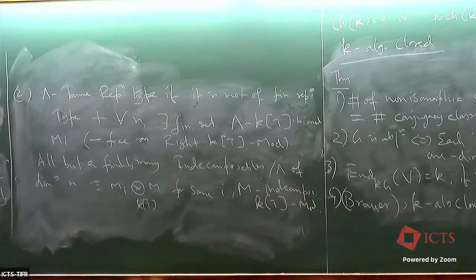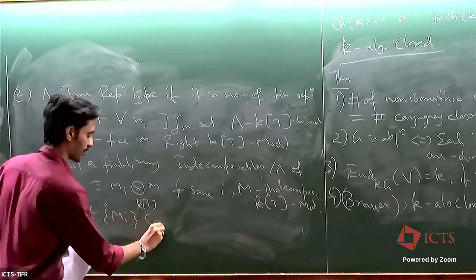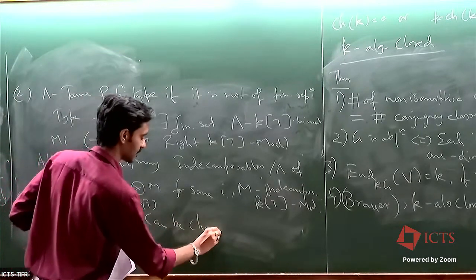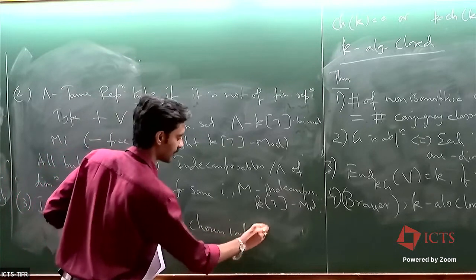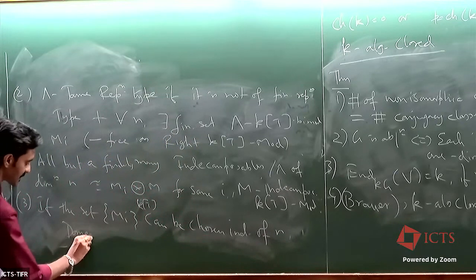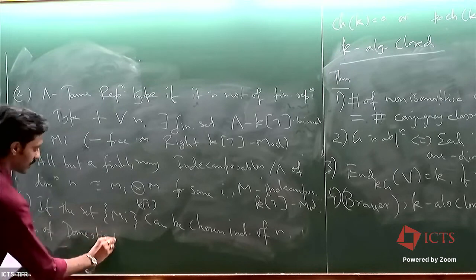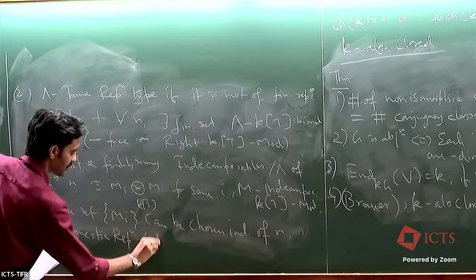Okay. Now in this definition, we are requiring this finite set Mi depending on each n, and if we let them grow independent of n, if the set Mi can be chosen independent of n, we call it domestic representation. So we say lambda is of domestic representation type.